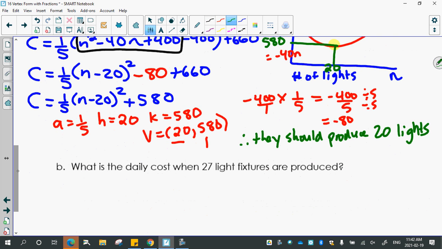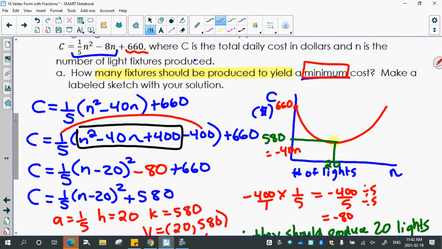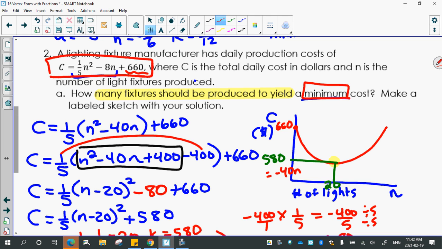And then part B: what is the daily cost when 27 light fixtures are produced? You have to be able to look at your question and see whether they're giving you a cost, or a number of light fixtures. They're giving me N, and they're asking for C, which is the easier version, right? I can just substitute N into my original equation, or the vertex form, but it's probably easier to substitute it into the original.